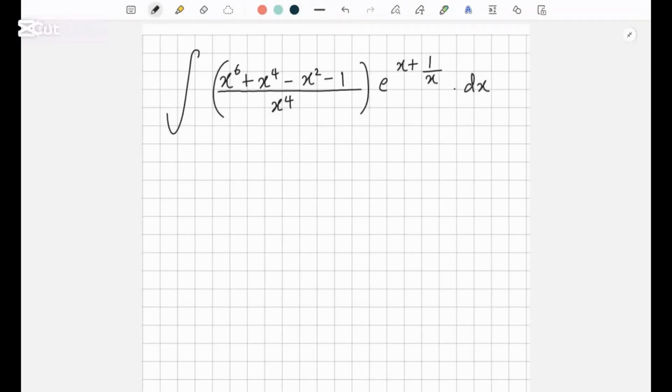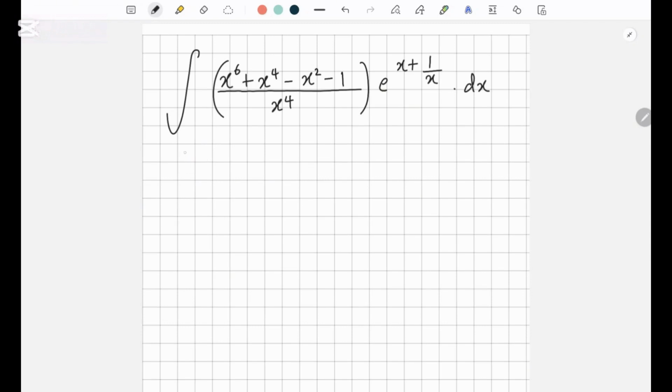Hi everyone, I'm going to show you guys how to integrate this question, and it's an MIT question. So this one is a bit tricky. What I'll do first is divide the polynomial in our numerator by x to the power 4.